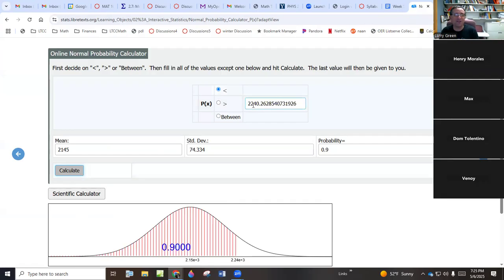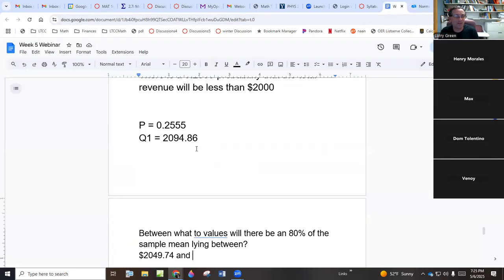And I get $2,240.26. So we can say that the middle 80% is going to lie between $2,049 and 74 cents and $2,240 and 26 cents. Any questions on that?